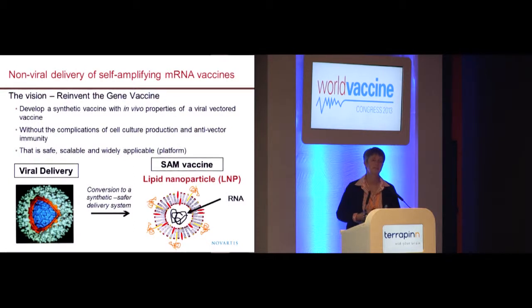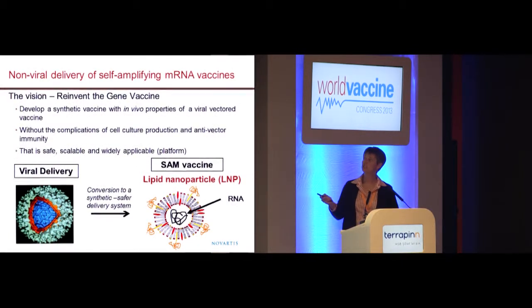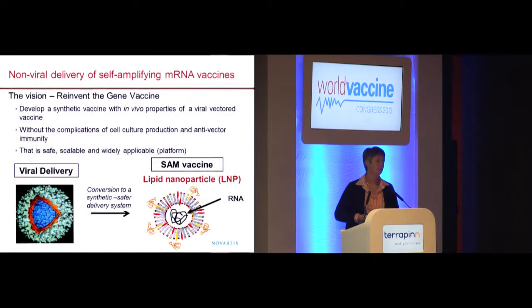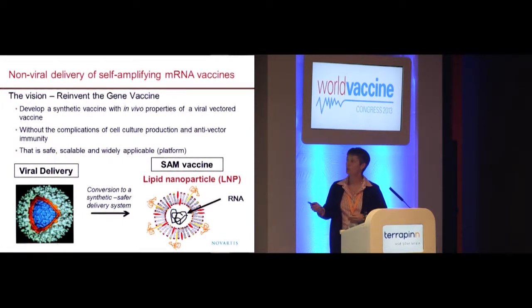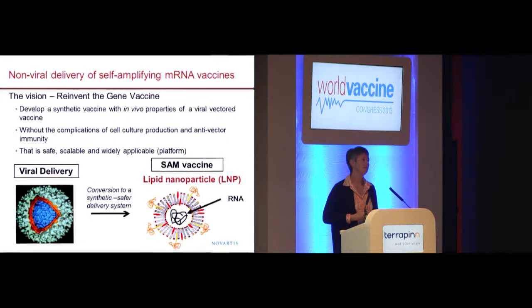So what is self-amplifying mRNA, or in short, SAM vaccines? Well, the vision is to develop a synthetic vaccine with the in vivo properties of viral vectored vaccines, but without the complication of cell culture production or of anti-vector immunity. Clearly, they still have to be safe, and we would like them to be scalable and also widely applicable, as a platform. So what we have developed at Novartis is essentially an RNA-based vaccine, synthetic RNA, delivered with a synthetic delivery system, here exemplified as lipid nanoparticles.